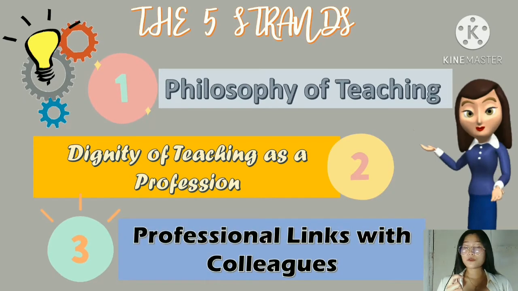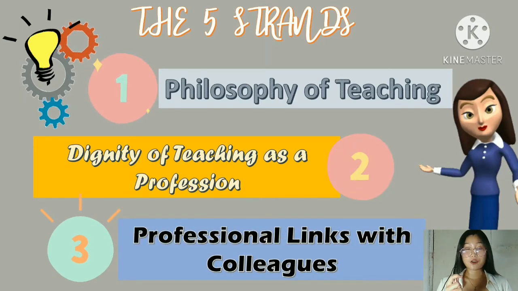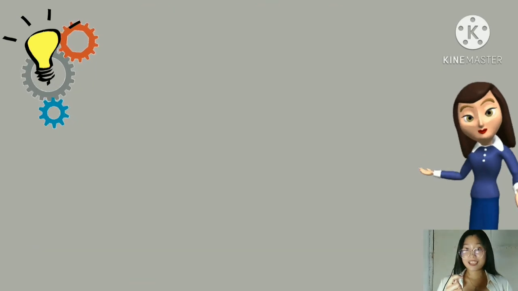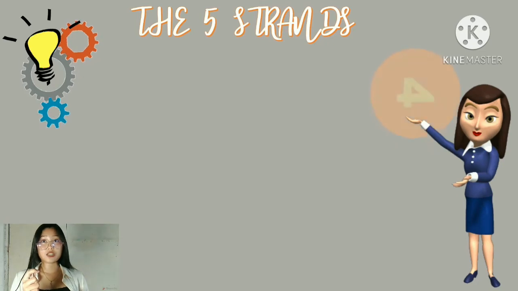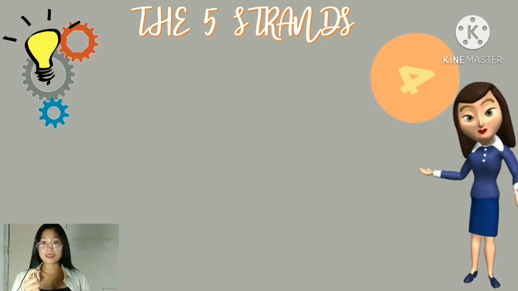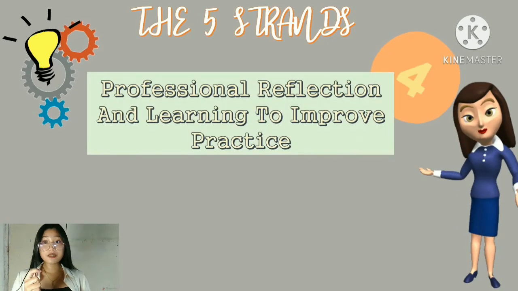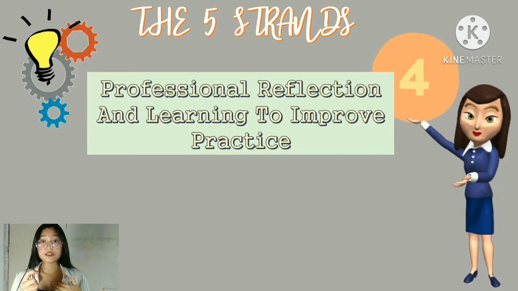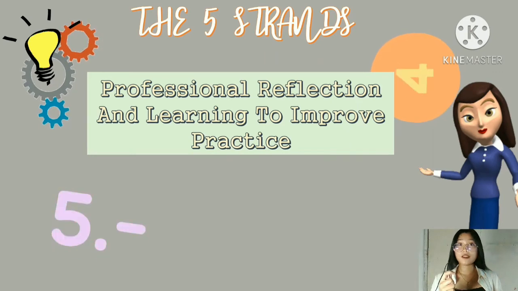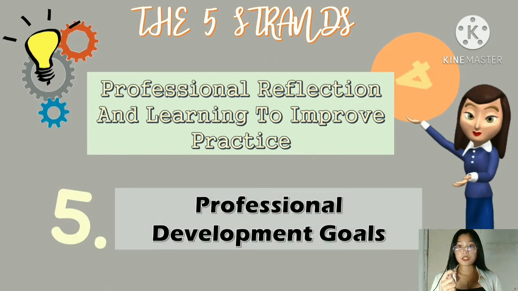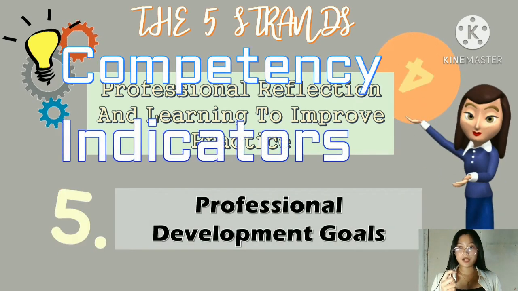And the third one is the professional links with colleagues, or the professional relationships with colleagues. Fourth one is the professional reflection and learning to improve practice. It is the experiences that help us reflect on ourselves and improve our practice. The fifth one is the professional development goals, or simply the career development.